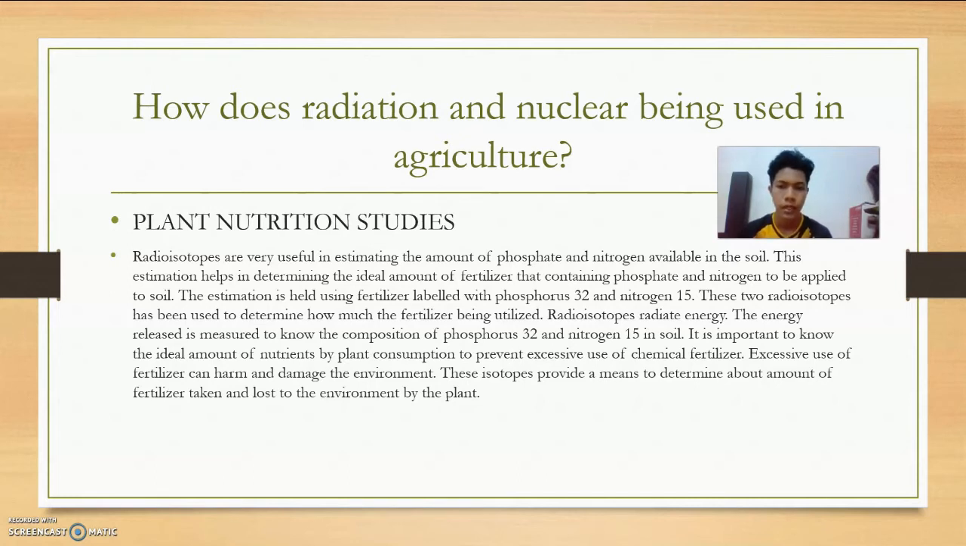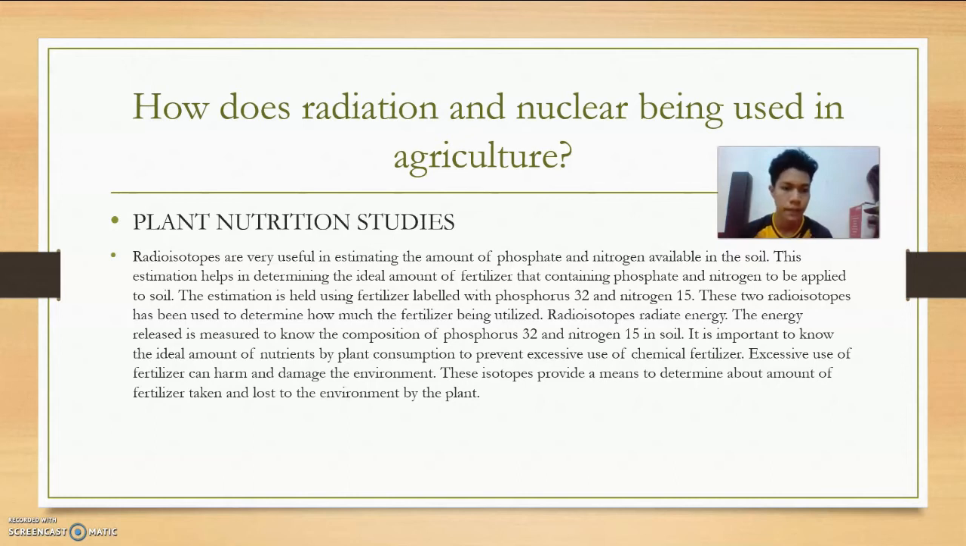The estimation is done using fertilizer labeled with phosphorus-32 and nitrogen-15. We know that these two are common radioisotopes. These two radioisotopes have been used widely to determine how much of the fertilizer is consumed by the crops or plants.